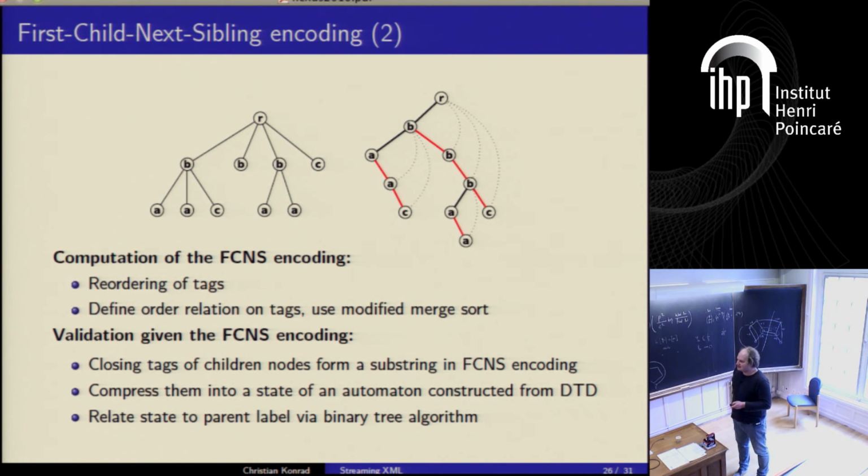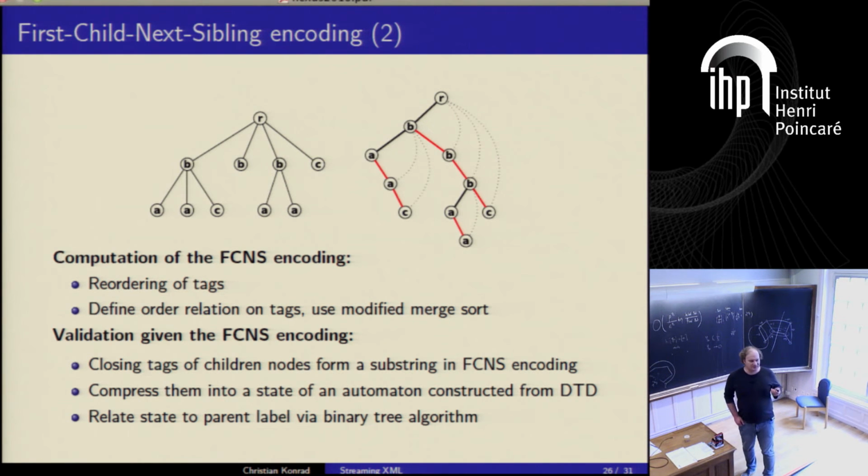Basically, what we do is we run, in a way, a kind of merge sort algorithm with these 3 additional streams that reorders the closing tags and, in fact, allows us to compute this first child next sibling encoding. I don't go into details here, but let's assume we have this encoding. Now it has a very nice property.